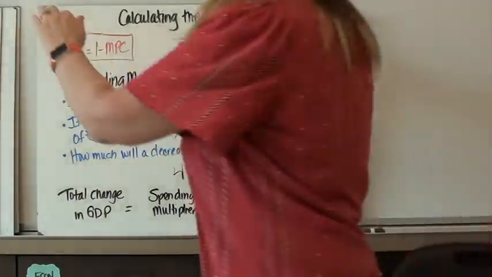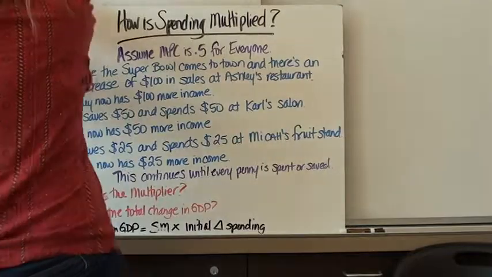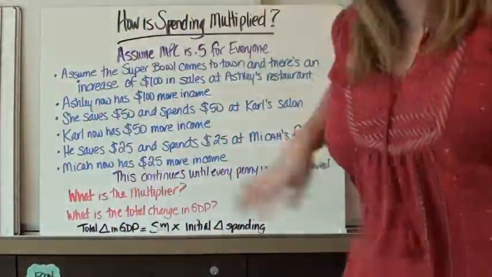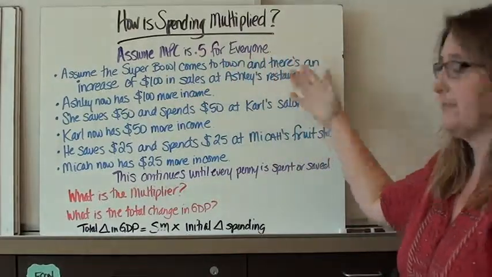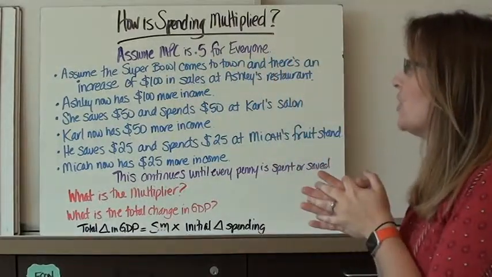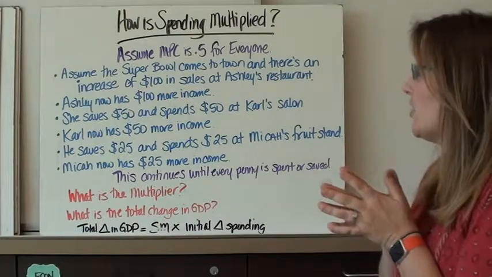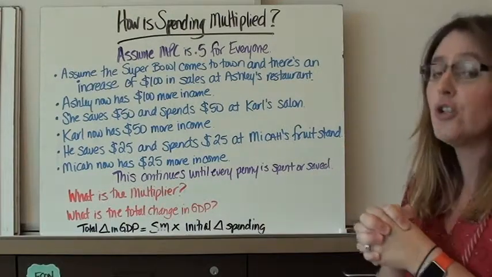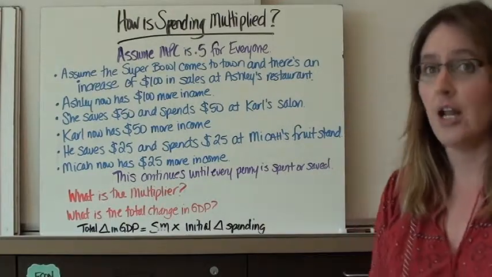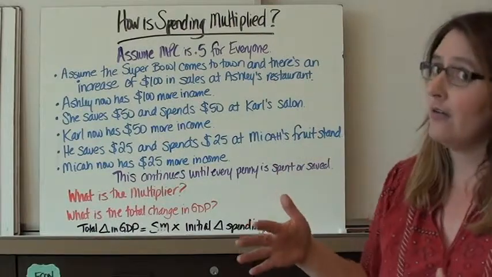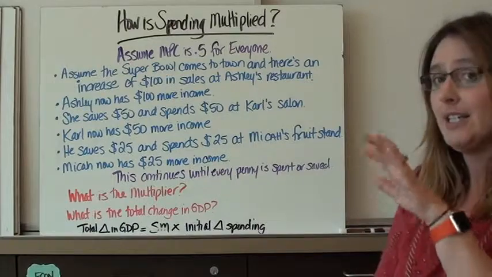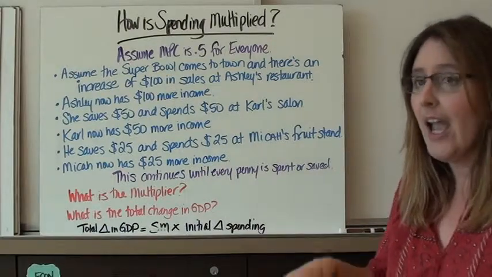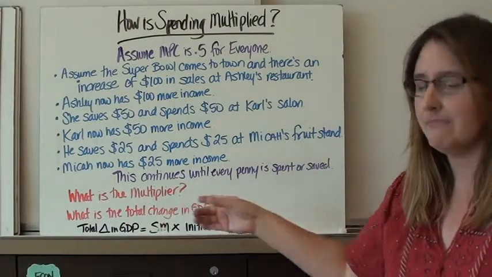This is what it looks like in more real life. So, how does that formula work? Assume that MPC is 0.5 for everybody. So we assume that the Super Bowl comes to town and there's an increase of $100 in sales in Ashley's restaurant. So now Ashley has an extra $100. MPC is 0.5. So what that means is she has an extra $100 in income. She's going to save 50 and spend another 50.